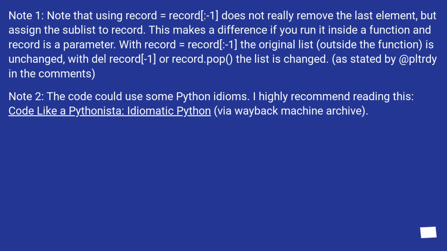Note 1. Note that using record = record[:-1] does not really remove the last element, but assigns the sublist to record. This makes a difference if you run it inside a function and record is a parameter. With record = record[:-1], the original list outside the function is unchanged. With del record[-1] or record.pop(), the list is changed. As stated by Hypnotic in the comments.